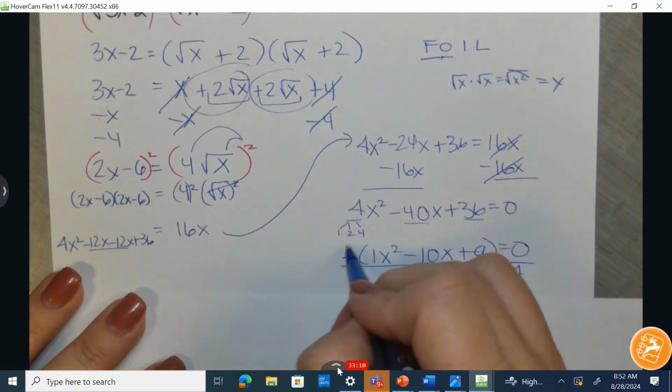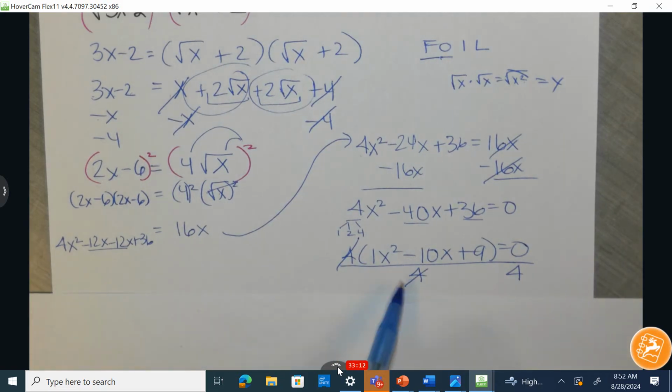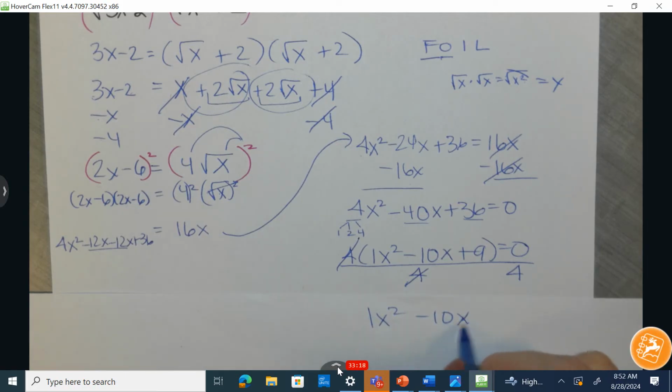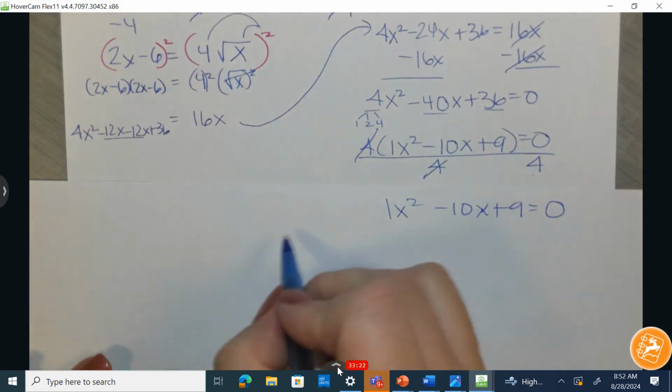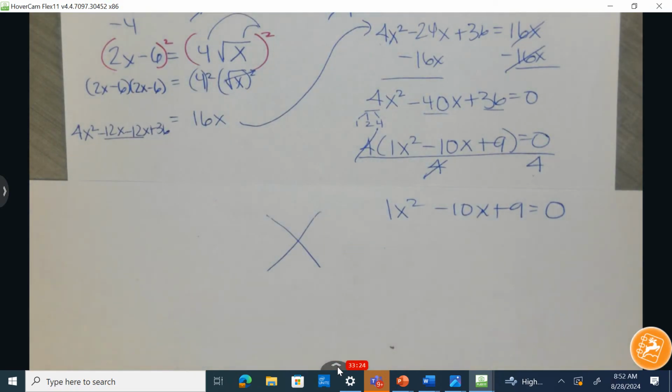After that, exactly. So the 4 that's being multiplied and divided, these are inverse operations. They simplify to a 1, and I'm left with 1x squared minus 10x plus 4, and 0 divided by 4 is 0. Now we go back to what Camila said. We're going to try to solve using factoring. What if factoring doesn't work? What do we do? Quadratic formula.